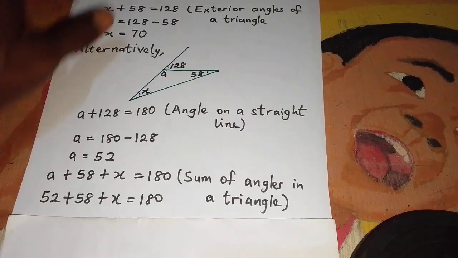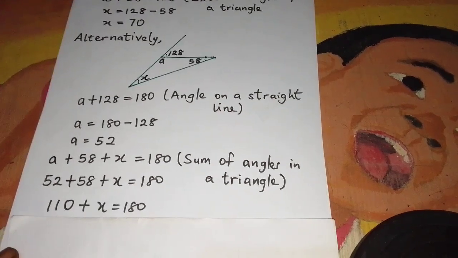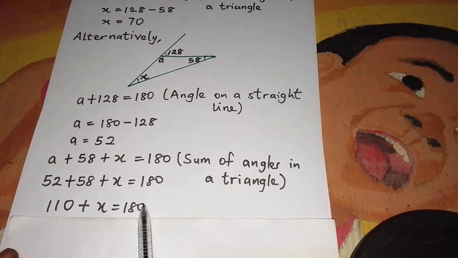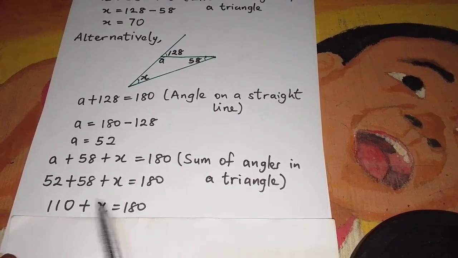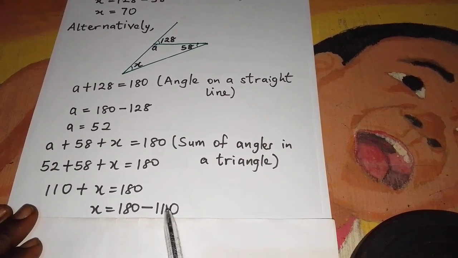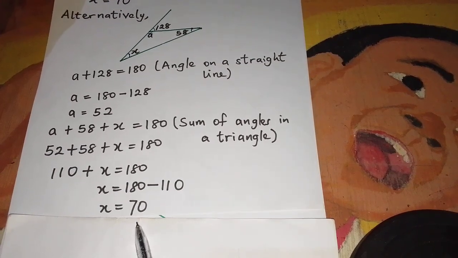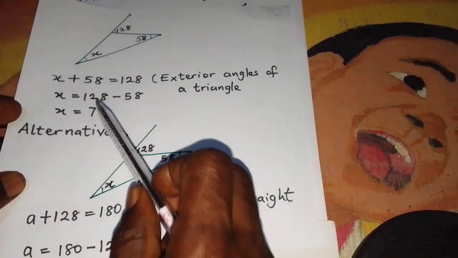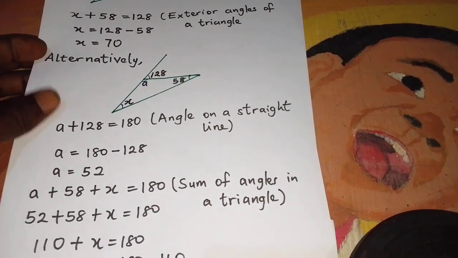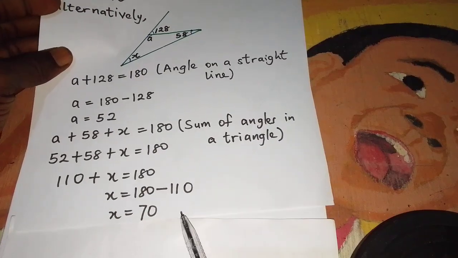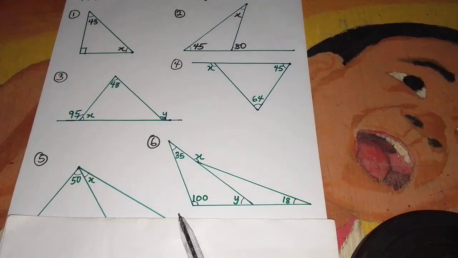If you add angle 58 plus 52, it will give us 110, plus angle x to be equal to 180. Now bring this 110 to this other side, so it will turn to minus 110. 180 minus 110 should now give you 70 degrees. You realize that we got the same answer as the first one. Any of the methods is appropriate. You can use any of them depending on how you can defend your points.